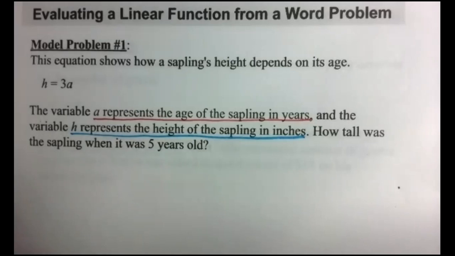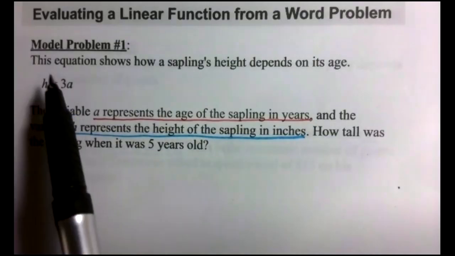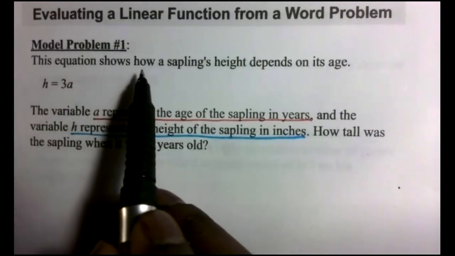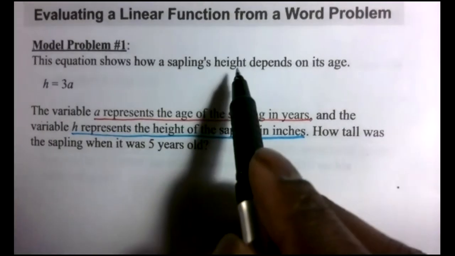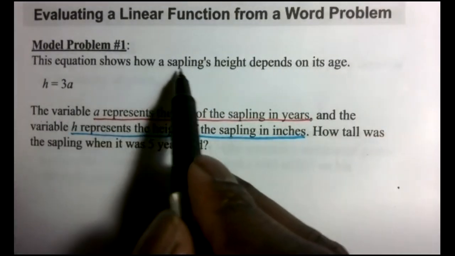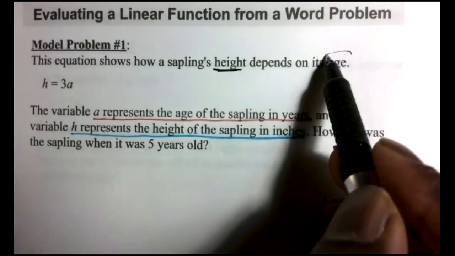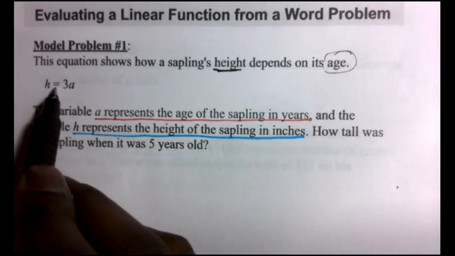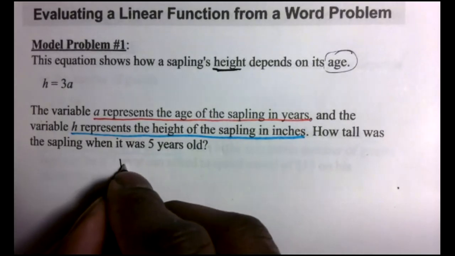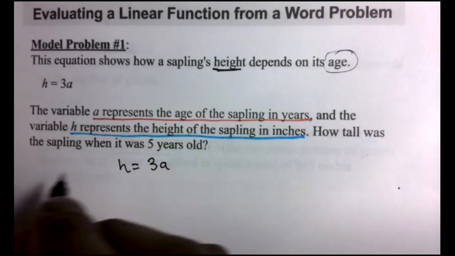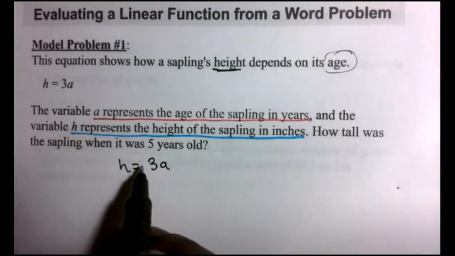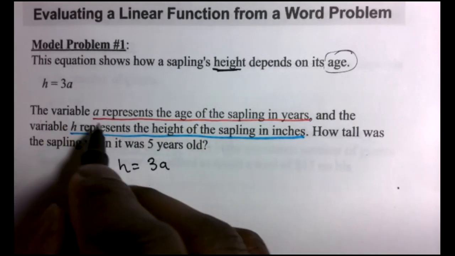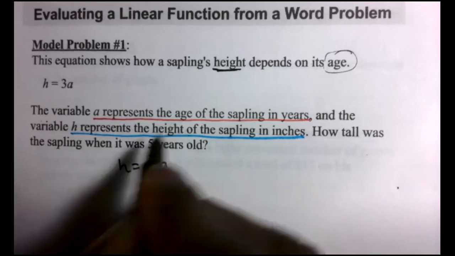All right, so first example here. It says we're evaluating a linear function from a word problem. This equation shows how a sample's height depends on its age. So here the height is depending on the age. Here it says h is equal to 3a. What does this mean? The height is equal to 3 times the age of the sample, where a represents the age.